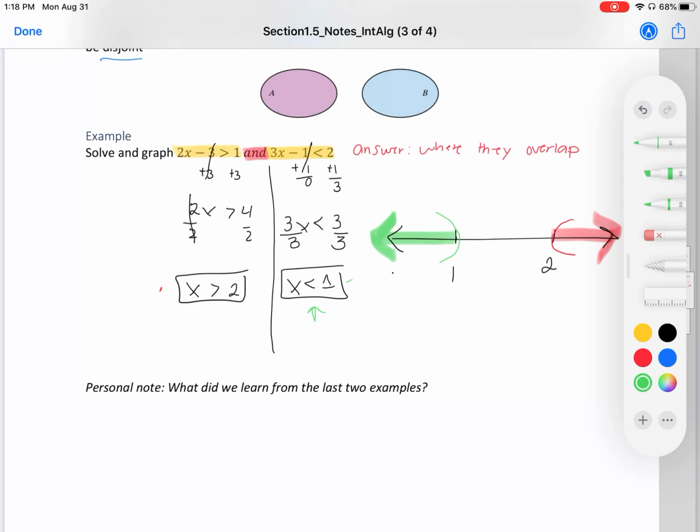Notice that our answer is strictly asking us for where they overlap. We want an and answer, a conjunction answer. Do they overlap? No, they don't. So my answer is the empty set.